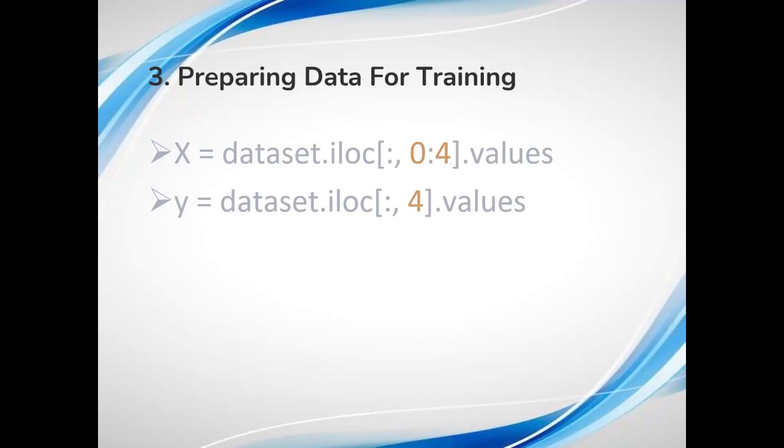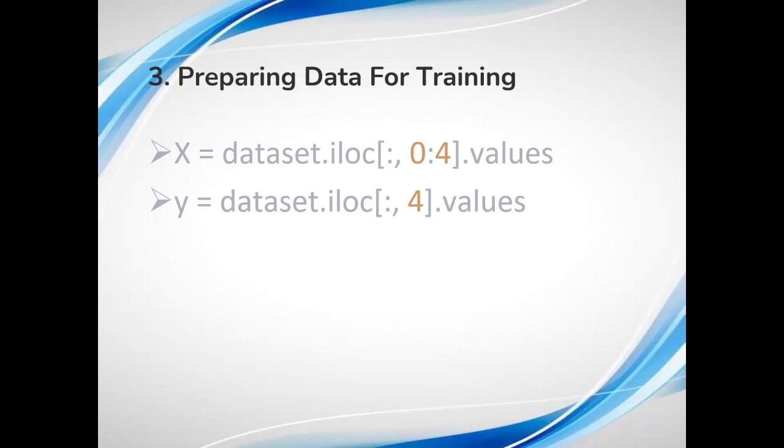The first 4 columns are 0 to 3, that is 0 to n-1, so the first 4 columns are taken into variable X. The last column, that is the 4th column, that is class, is taken into Y. So step number 3 is over. Step number 1 is import packages. Step number 2 is read data from the dataset. Step number 3 is X and Y.